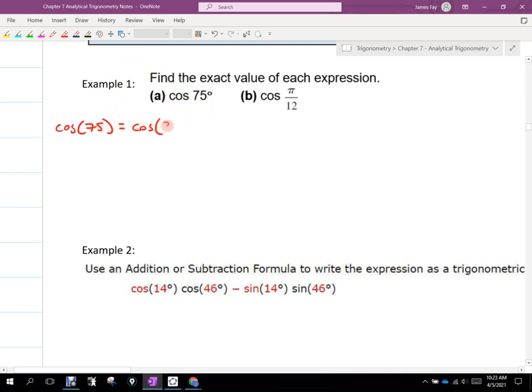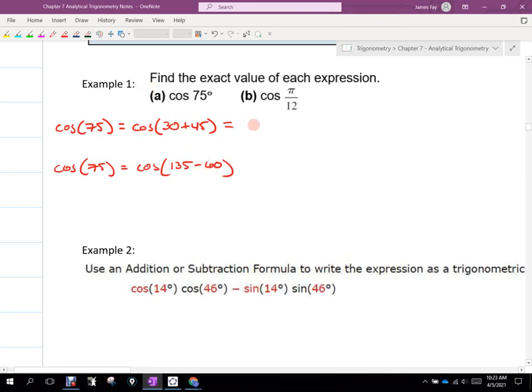So I like to take 30 plus 45. But your neighbor might say, well, cosine of 75, I can get that by taking 135 minus 60. You see that they're different, right? Okay. So let's go through and see if it changes anything. As long as these sum to 75, we should be okay. And that's what I want to demonstrate here.